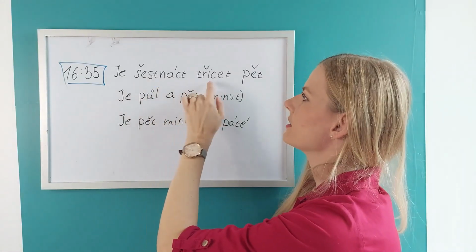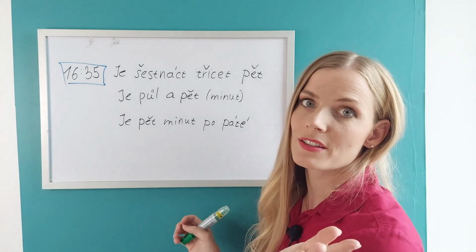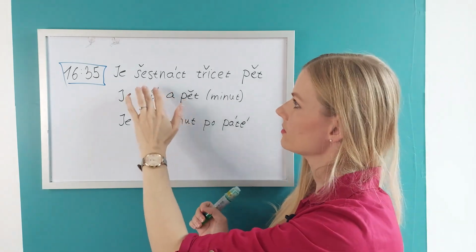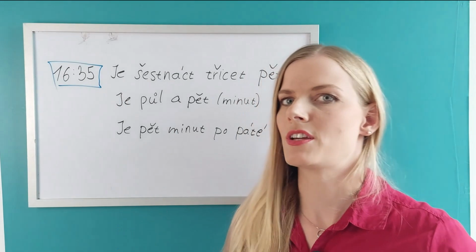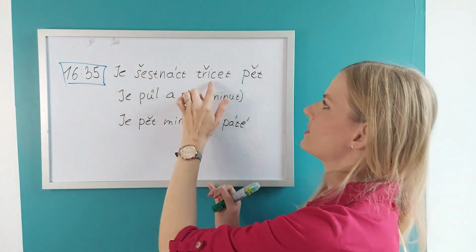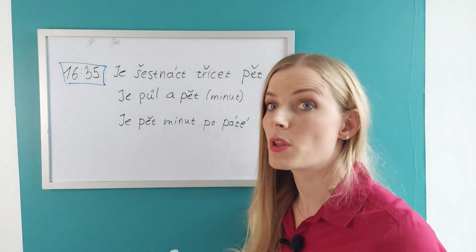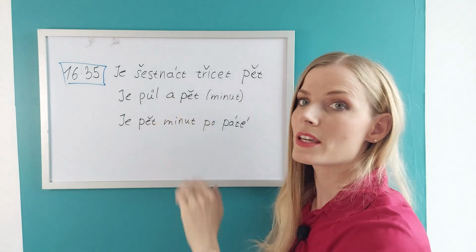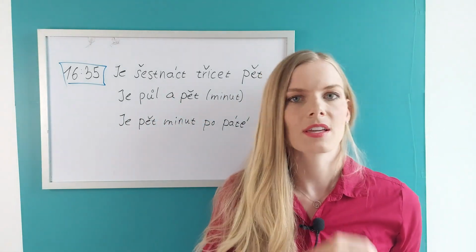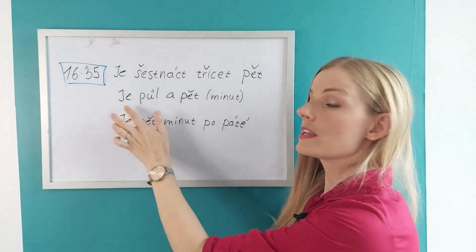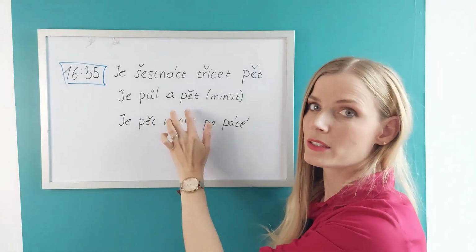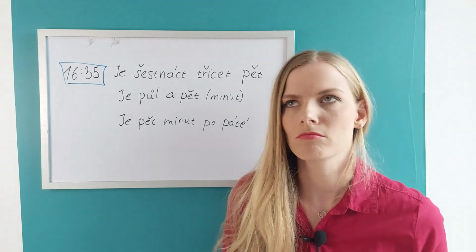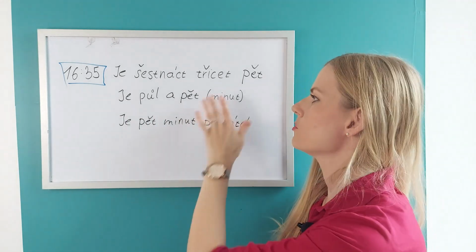Je 16:35. This is the clearest, the easiest way, assuming that you can count to 59 in Czech. Je 16:35. The colloquial way would be je půla pět. Půl a pět, and when we say it quickly, it sounds like půl a pět. Je půl a pět. Je půl a pět minut. We can add it. Nobody really says that. Je půl a pět.